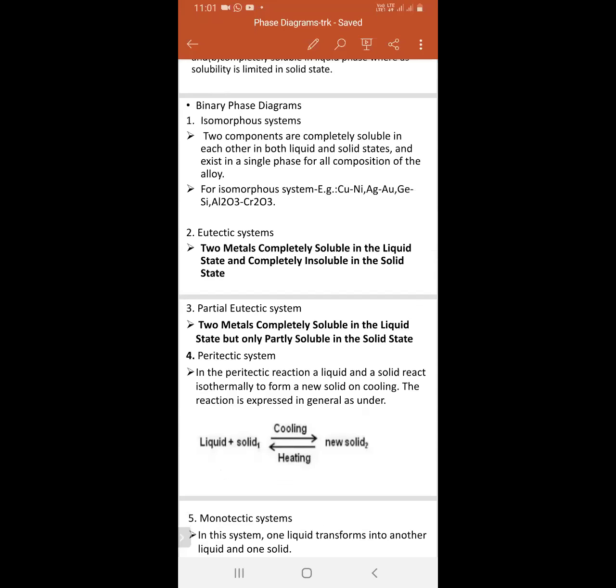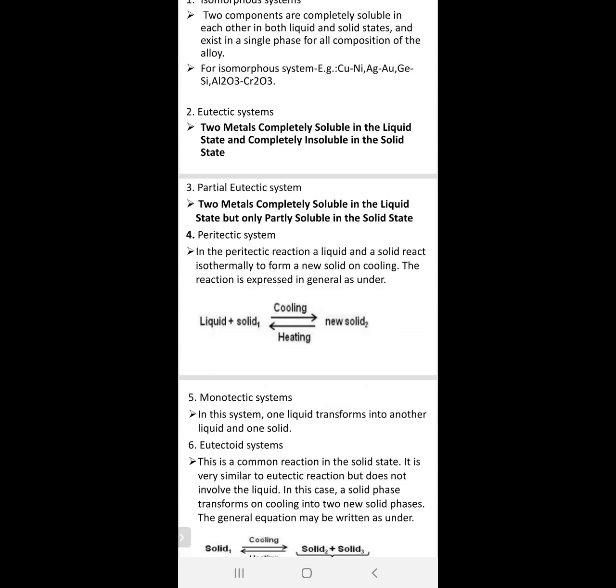Next is the eutectic system. Eutectic means two metals completely soluble in the liquid state and completely insoluble in the solid state. Example is bismuth-cadmium. Next, the partially eutectic system: two metals completely soluble in the liquid state, but only partially soluble in the solid state.